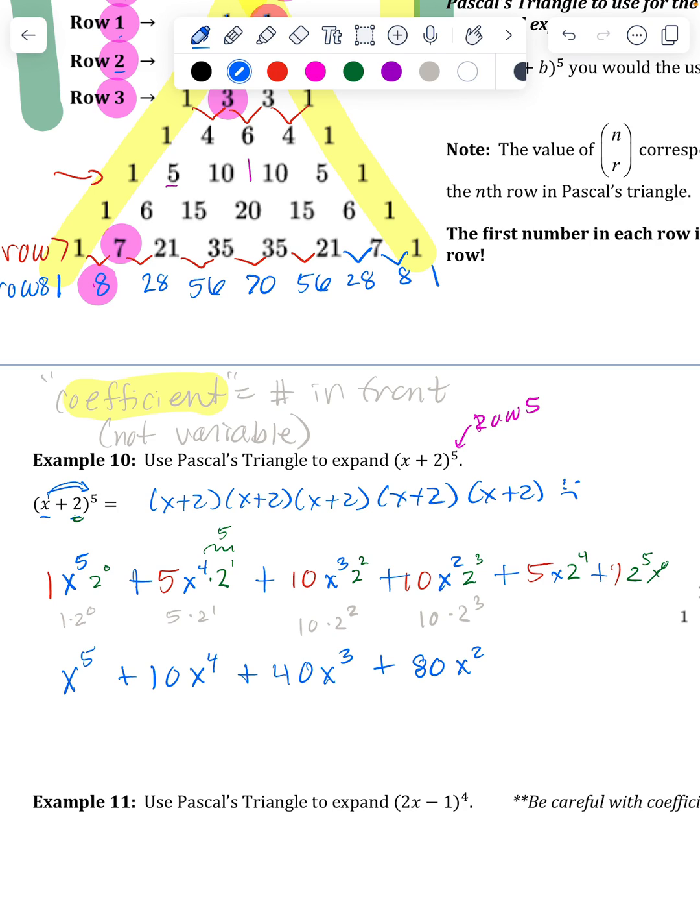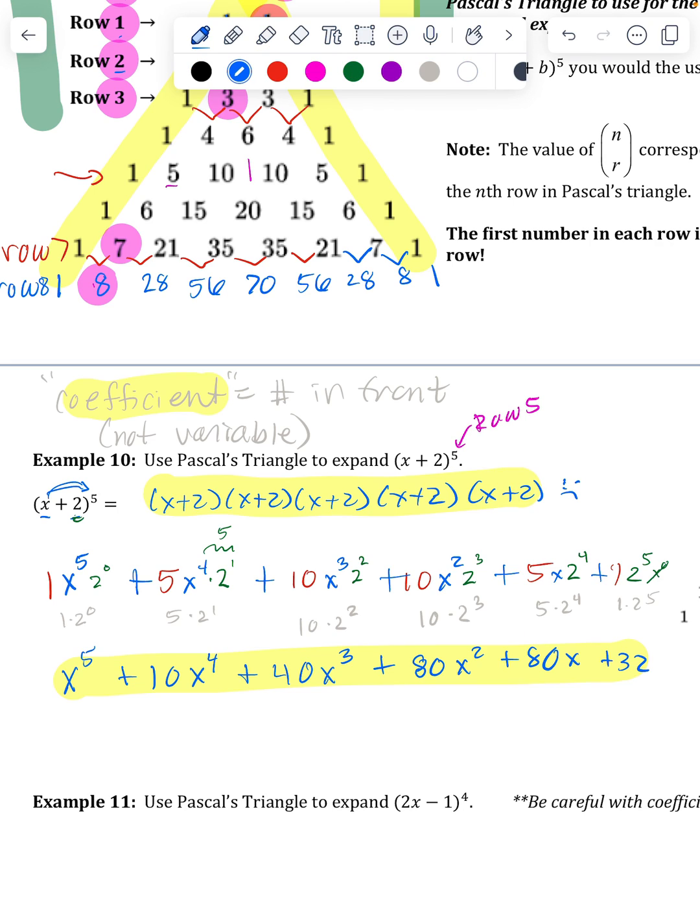In my next term, I have a 5 times 2 to the 4th. And if I do that out, I actually end up with 80 again. And it's, again, common for you to have repeating coefficients, so don't panic and think you're doing it wrong. And then last, that one is really all number because it's 1 times 2 to the 5th. And so that one turns out to just be 32. And that, my friends, is the answer for that expansion if I had multiplied these all by each other.